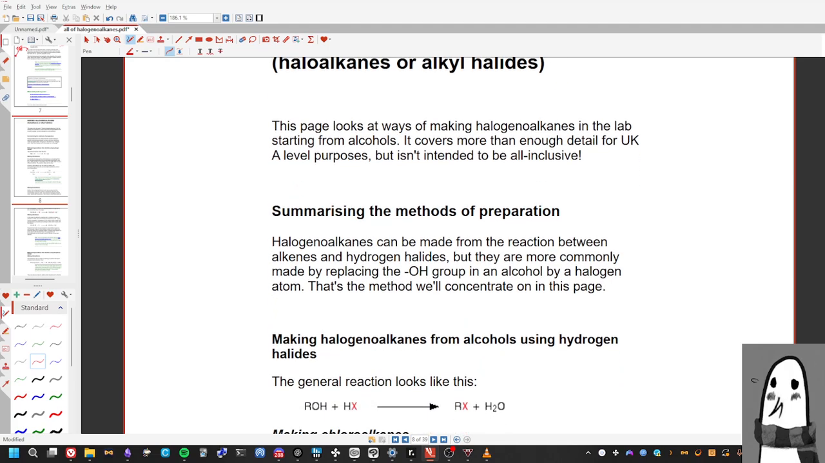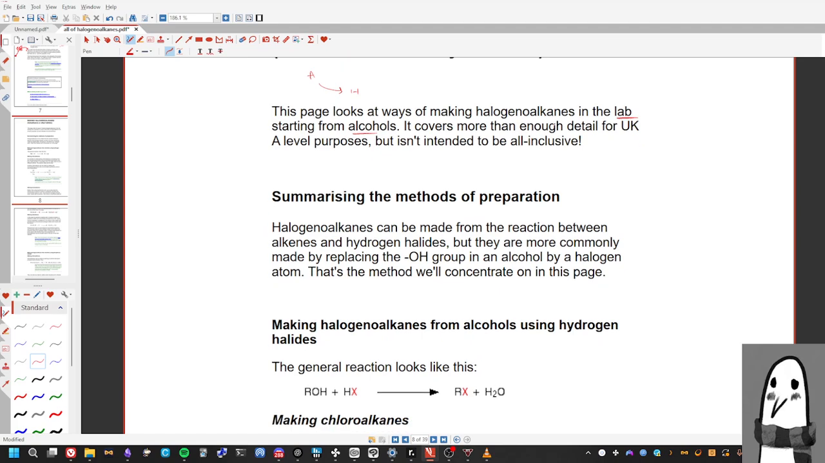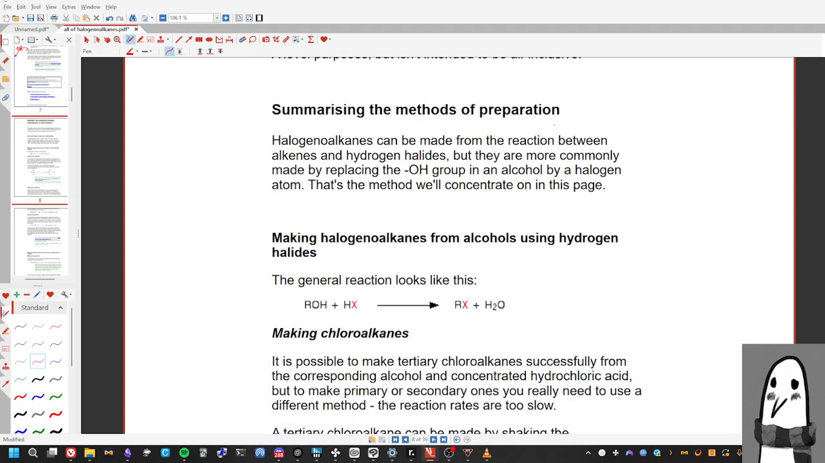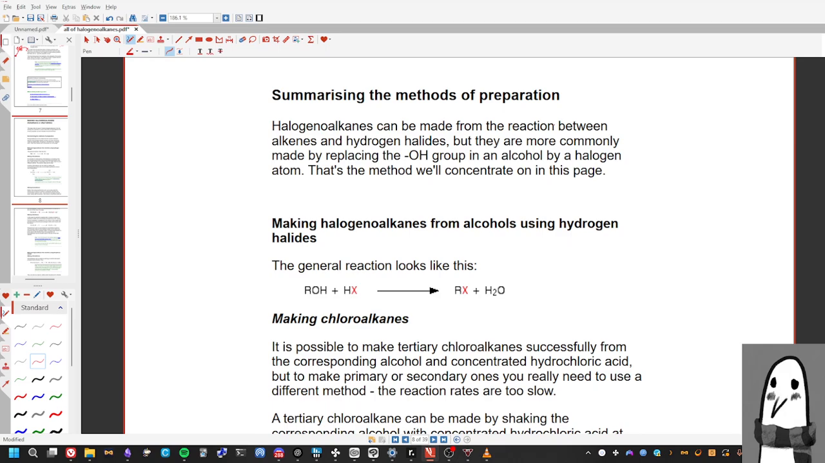This covers making halogenoalkanes in the lab, starting from alcohols. So we're going from alcohols to halogenoalkanes. It covers more than enough detail for UK level purposes, but it isn't supposed to be all inclusive, of course. Summarizing the methods of preparation: halogenoalkanes can be made from the reaction between alkanes and hydrogen halides. This is all new stuff to me, by the way. Hydrogen halides, as in your H and your halide group.